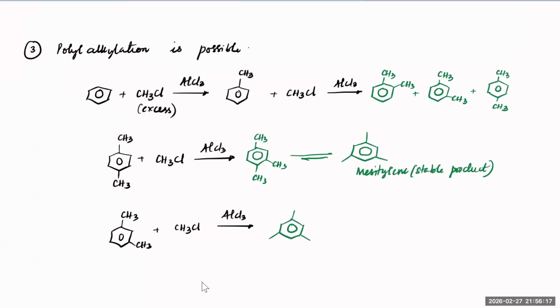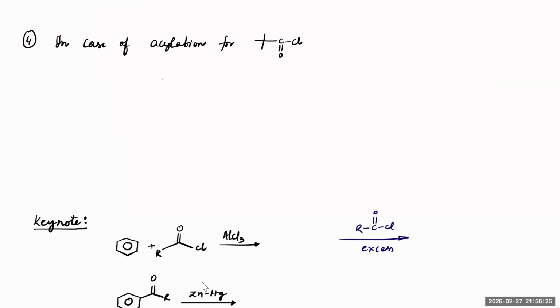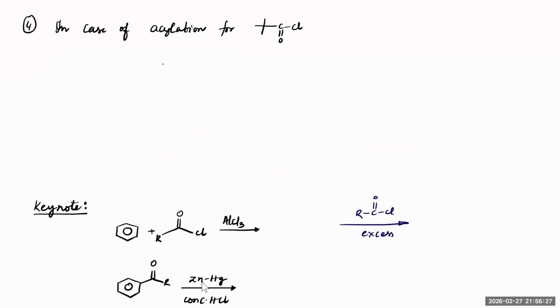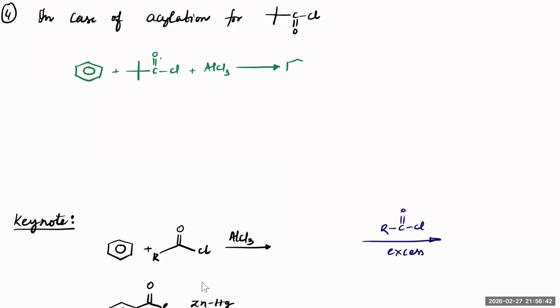This is a drawback of Friedel-Crafts alkylation. Whenever you do alkylation, chances of multiple product formation are observed. Next, acylation. In the case of acylation, the expectation is that when you have an acylation, C double bond O Cl, in the presence of AlCl3, you are expecting the product like this, C double bond O this way, plus AlCl3 plus HCl, balanced.